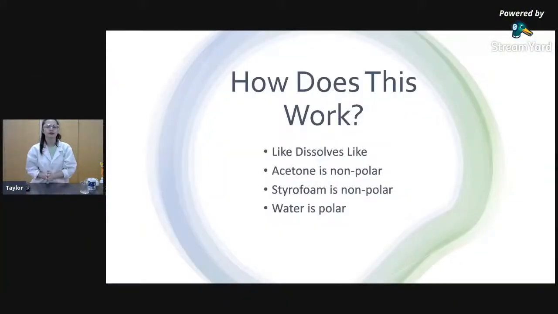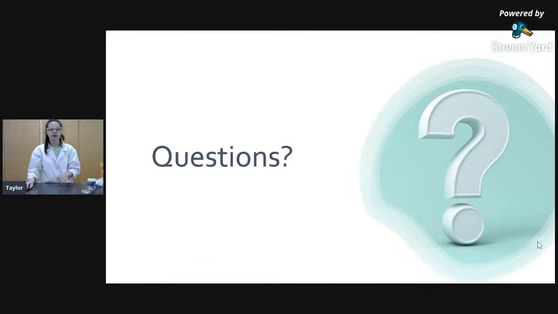This works because of a principle that we talked about in the previous video, like dissolves like. So polystyrene, the polymer in styrofoam, is a nonpolar substance, and acetone is also a nonpolar substance. So it breaks down really easily in acetone. But water, on the other hand, is a polar substance, and therefore it won't dissolve the styrofoam nearly as well as the acetone will. So that just about concludes our presentation on polymers today.